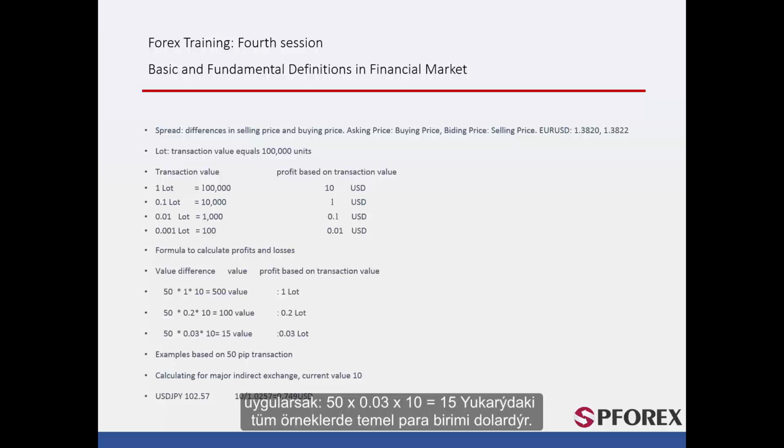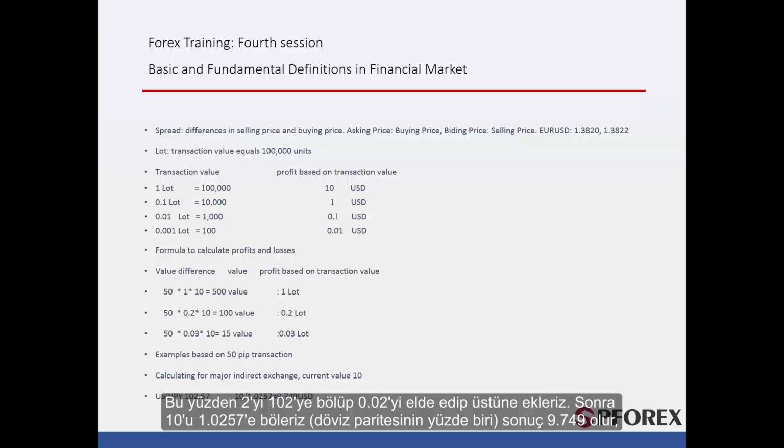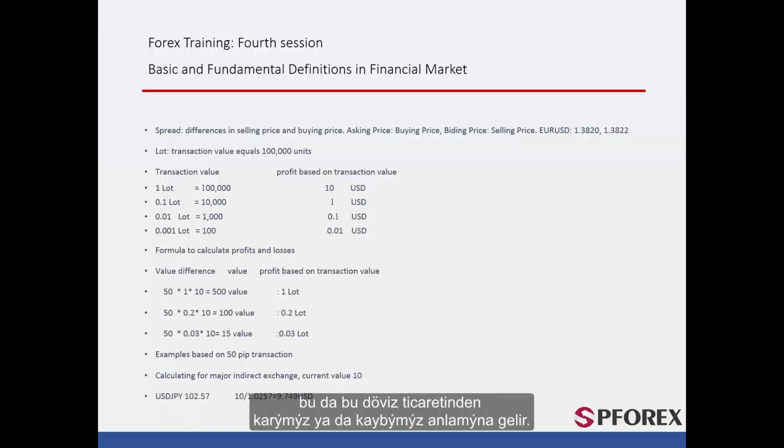Dollar was the base currency in all of the above examples. It is different for all other indirect currencies. For instance, if the US dollar against Japanese yen exchange rate is 102.57, this means that each 100 yen is worth $102. So we must divide 2 by 102 to get 0.02, which will add to it. We must then divide 10 by 1.257, which is 100th of the exchange rate, to give us 9.749, which is the amount of profit or loss we will make on exchanging these currencies.